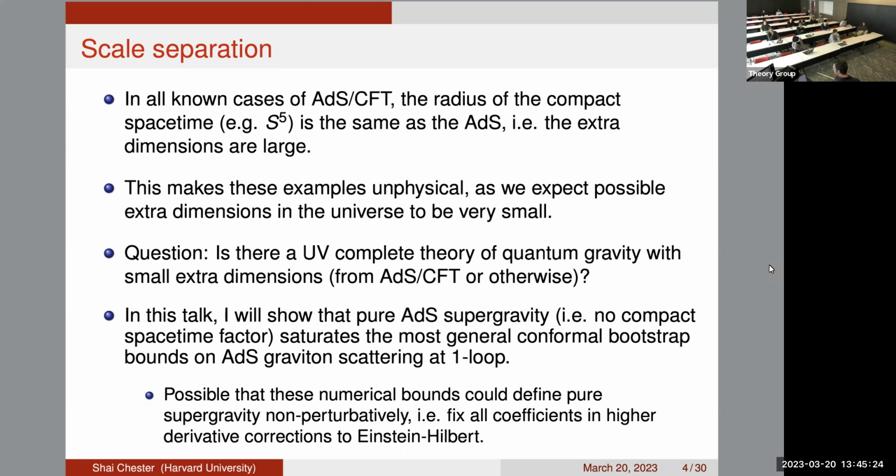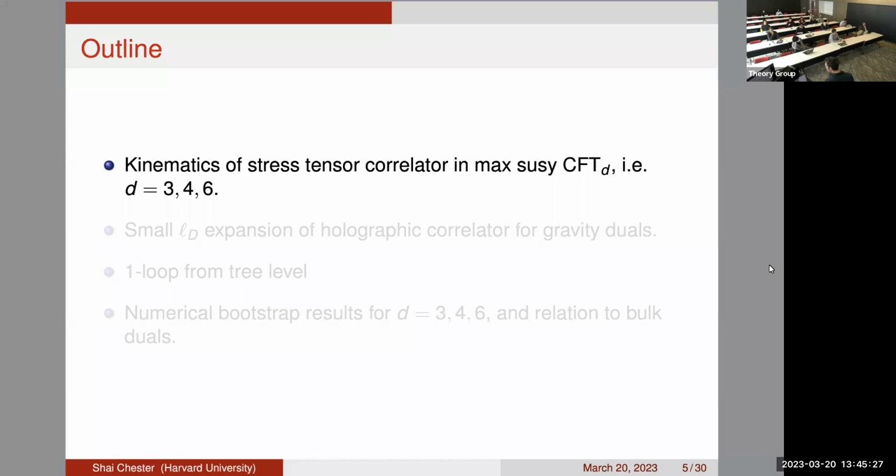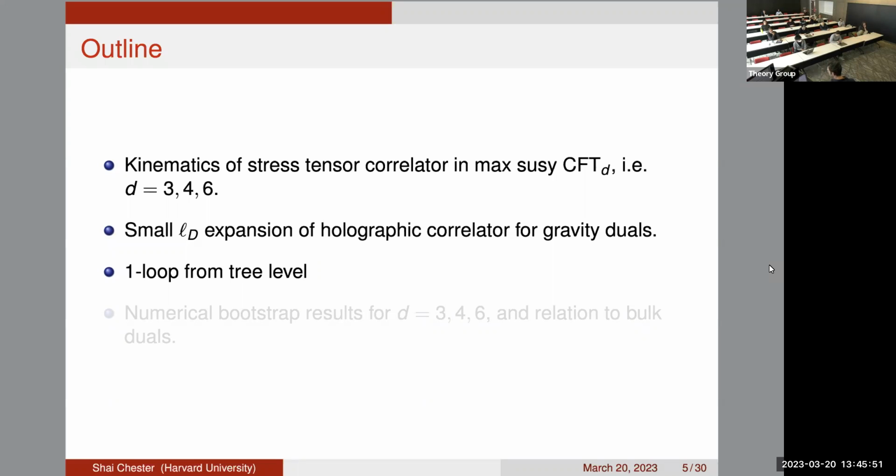Okay, so let's dive in and maybe some of these questions will be addressed by the details. So the outline of the talk is that first we're going to start with some kinematics of the stress tensor correlator in a maximally supersymmetric CFT. Because we're doing maximal supersymmetry in the CFT, we're going to restrict to dimensions 3, 4, and 6. Then we're going to discuss how this 1 over N expansion of the CFT is related to the small Planck length expansion of the holographic correlator, which you could think of as just a low energy expansion. Then we're going to discuss how to get one loop from tree level. And then finally, we're going to discuss these numerical bootstrap bounds for the various dimensions we consider and how they relate to the bulk tools.